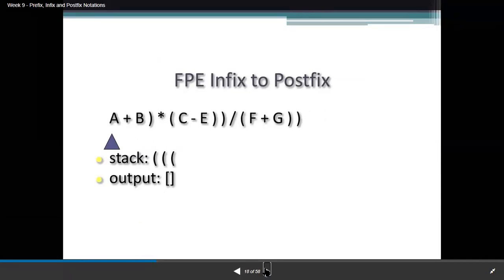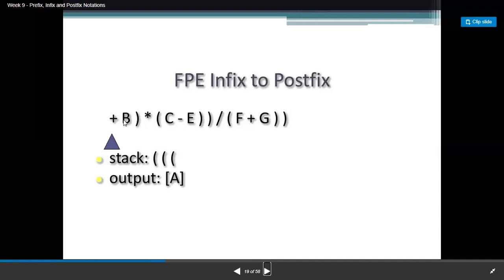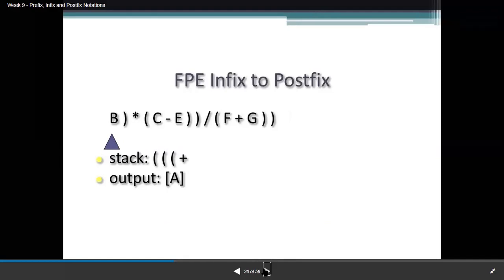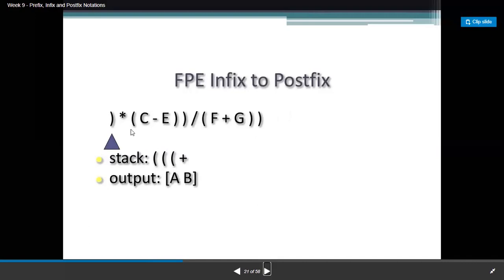Now you have the first operand, A. Whenever you have an operand, it will directly go to the output. So the A directly goes to the output. Then we have another sign, that is plus. So it will go to the stack. Operator again goes to the stack. Operand, where will this operand go? It will go to the output, B. And now we face the third rule, that we have a closing bracket.